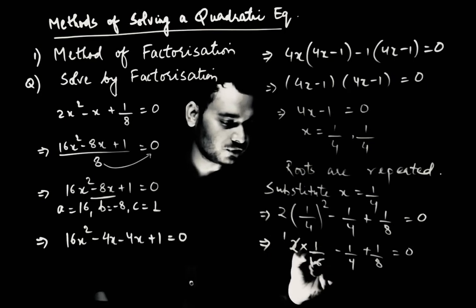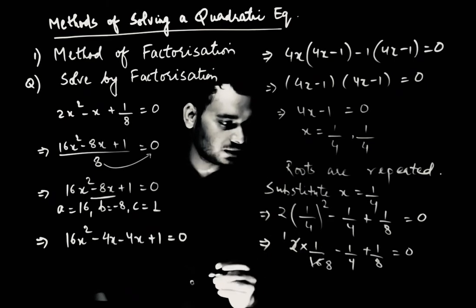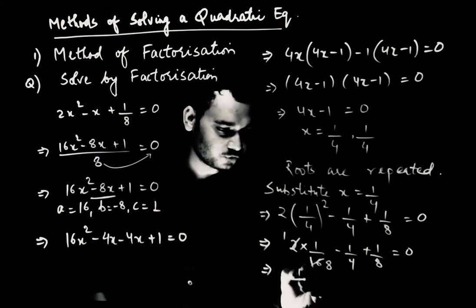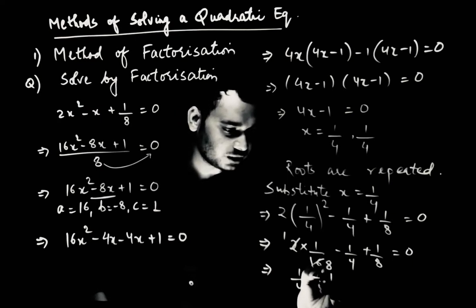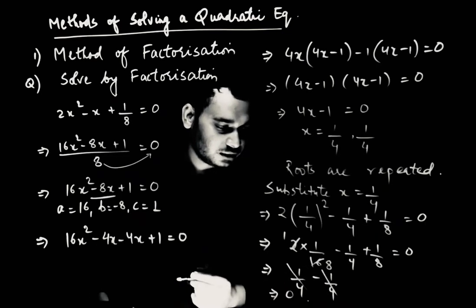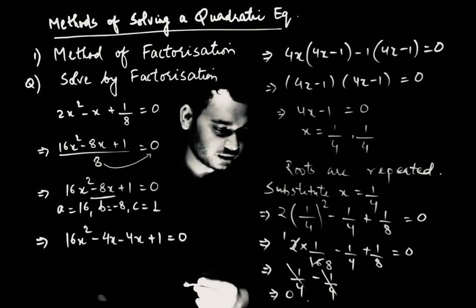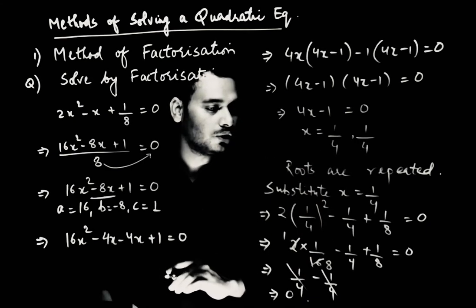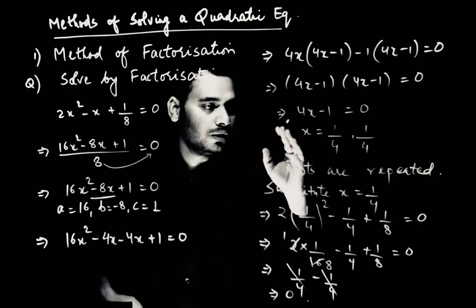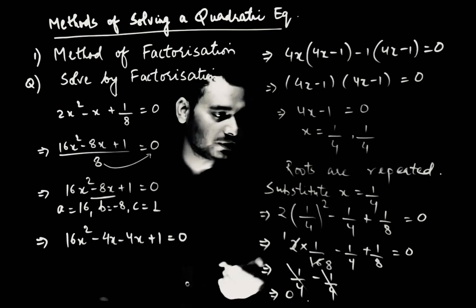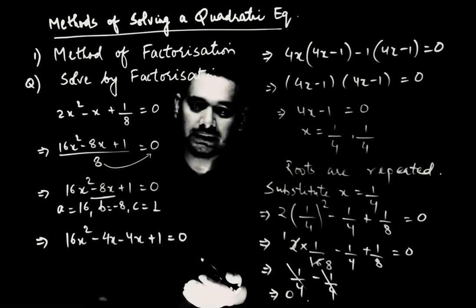This is simplified, 1 upon 8 plus 1 upon 8. So that will give you 1 upon 4, and then we have one more 1 upon 4 in negative. Both are cancelled. This is equal to 0. Hence your answer was correct. It satisfies the equation. So this is how you can check whether the answer you have obtained is correct or not. You can substitute it, and if it satisfies, then it's okay.